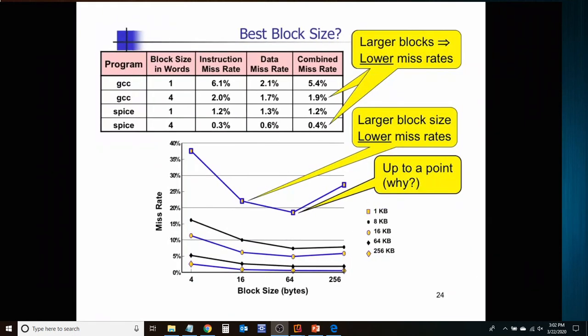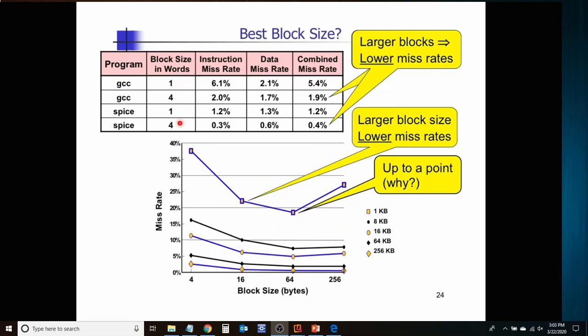Alright, let's move on and take a look at what is the best block size. So we've taken a look at an example where we had 1 word per block, and then the next one we saw 16 words per block. But what would be a general conclusion? In this table above, we have 2 different programs. One is a C compiler, one is a circuit simulation software, SPICE. And for each program, we are considering a cache block size of 1 word per block, 4 words per block, and the same for SPICE.